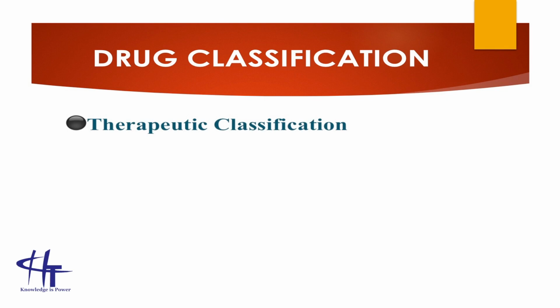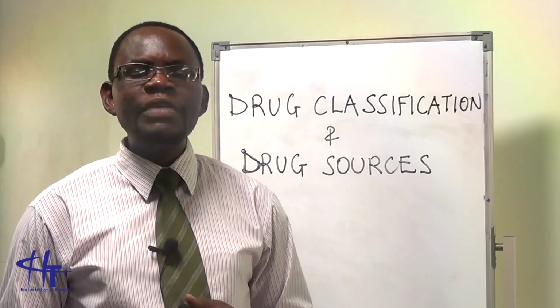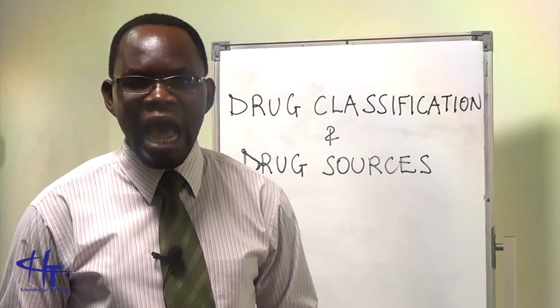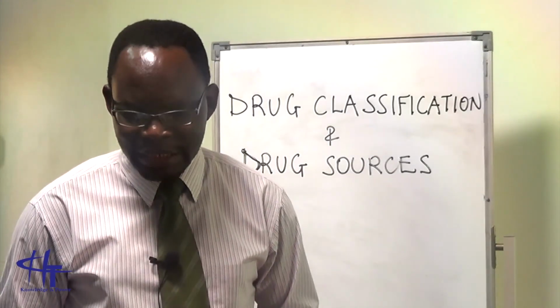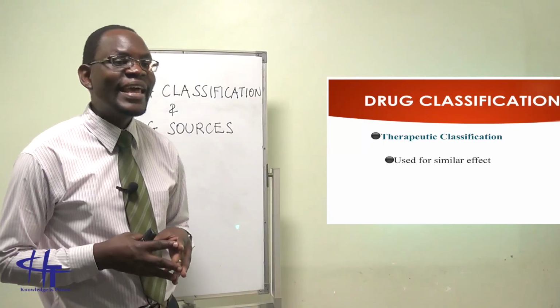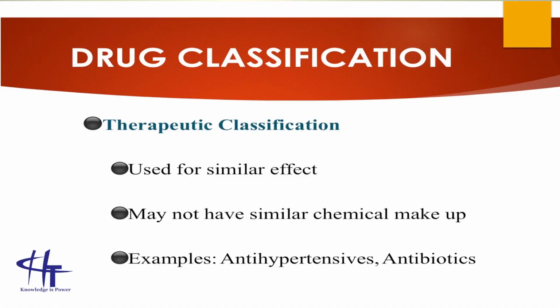Now, what is therapeutic classification? With therapeutic classification, drugs have a similar effect. Like, for example, if you have an antihypertensive patient and you give them a certain drug or even another drug, we want at the end of the day to have the blood pressure come down. These drugs do not necessarily have to have the same characteristics or even makeup, but they end up reducing the blood pressure to the desired level.